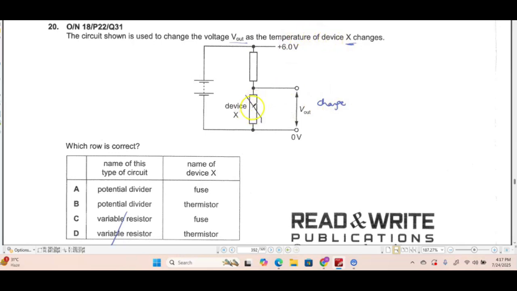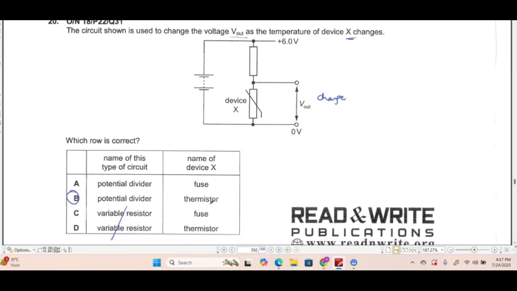So this device basically is a thermistor, and when the temperature is going to increase, the resistance is going to decrease and the value is going to change over here. If the temperature is going to decrease, the resistance is going to increase and the value is going to change over here as well. So it has to be a thermistor. Okay. So this is a potential divider, and the name of the device is thermistor. Fuse is there just for a whole new purpose, not for this. Okay.